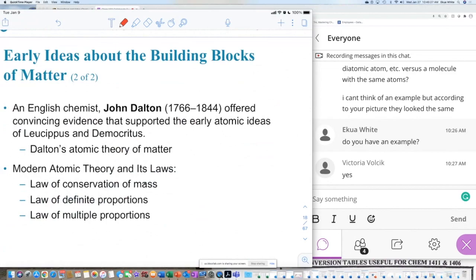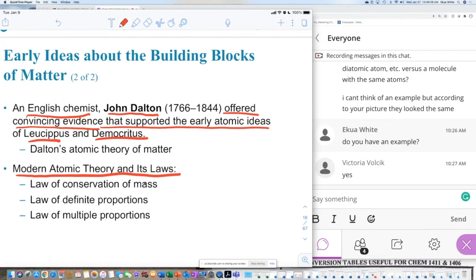Then years later, we have an English chemist named John Dalton. So here's where we start to actually be accountable for this scientist. He offered convincing evidence that supported his early atomic ideas. Not only his ideas, but he also went back to what Leucippus and Democritus were saying. He said, you know what? Leucippus and Democritus were onto something when they said matter is made up of atoms. Maybe not differently shaped atoms, but atoms. So his is called the modern atomic theory.